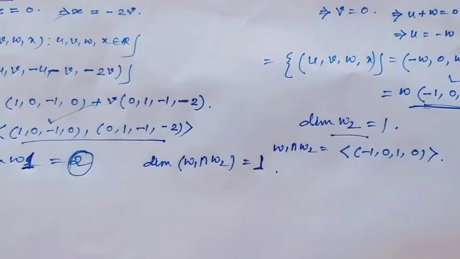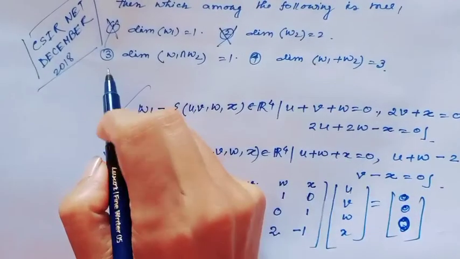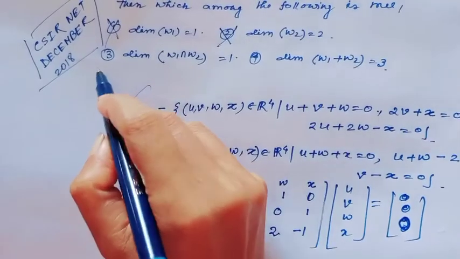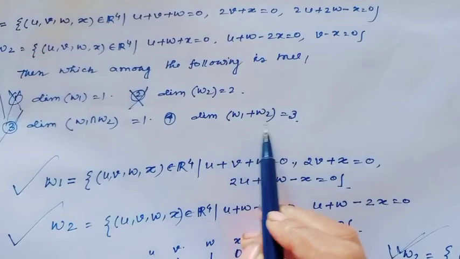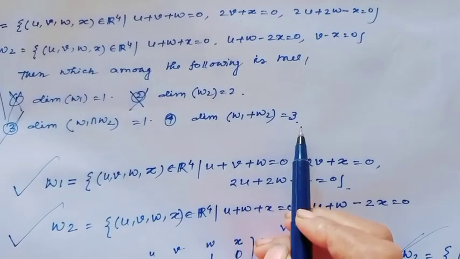Okay, so the dimension of W1 intersection W2 is only 1. Now notice the option: dimension of W1 intersection W2 equal to 1. This is the right option. And here the fourth option: dimension of W1 plus W2 equal to 3.